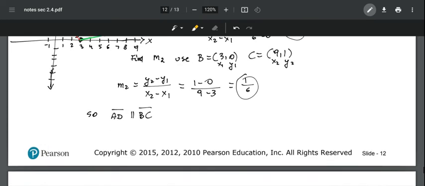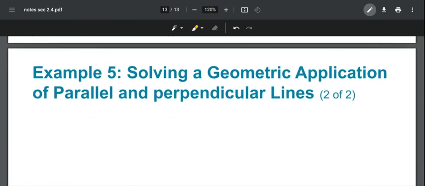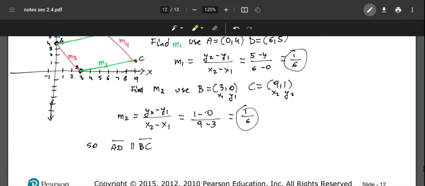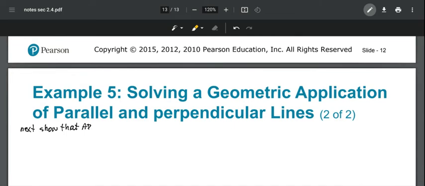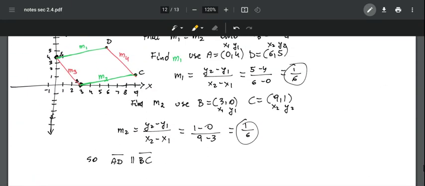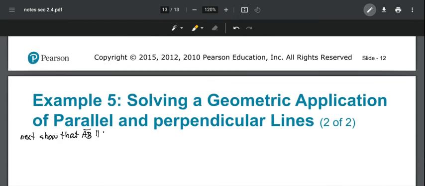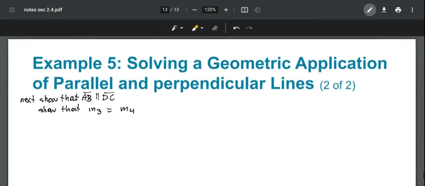Okay. So next, show that segment AB is parallel to the segment DC, which means show that those slopes are equal. So we're going to show that those slopes are equal. We're going to use the slope formula.